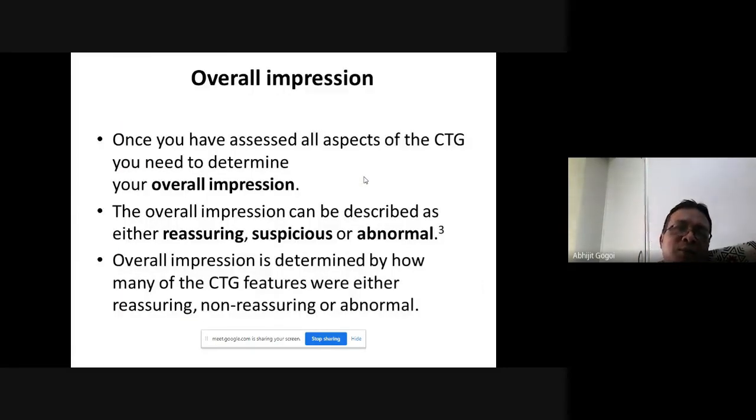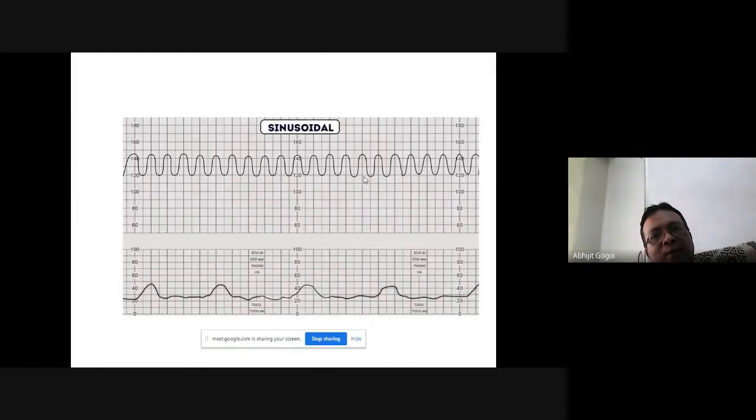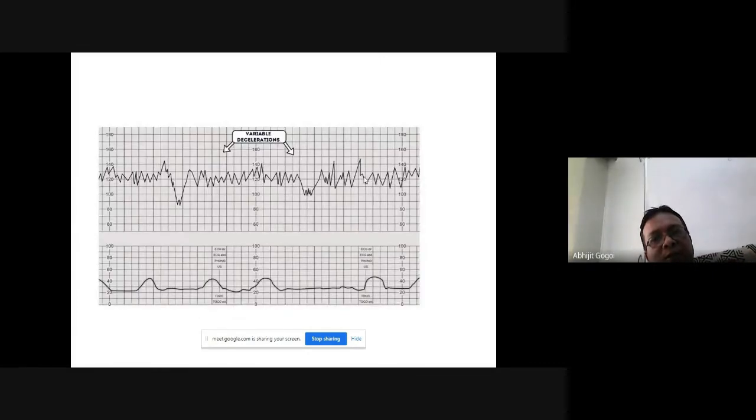So now, lastly, you have to make an overall impression. You have to write your report. So what will you write in this report? You will write from DRC, Dr. C. Bravado. So when you get this paper in the exam, last year also they got a CTG.